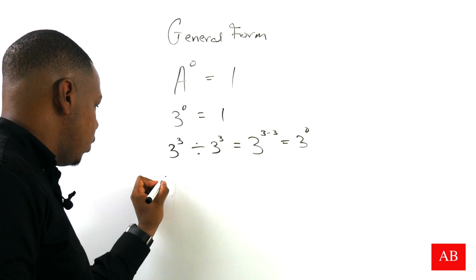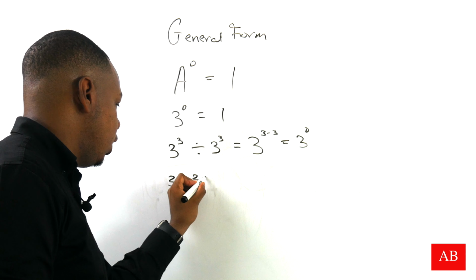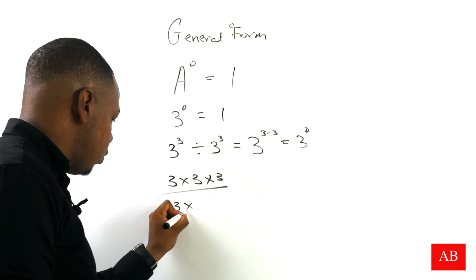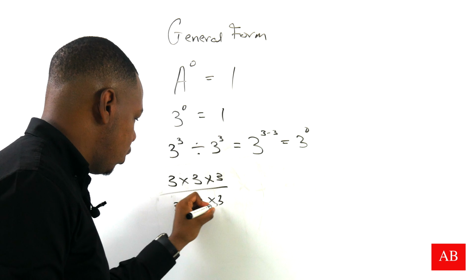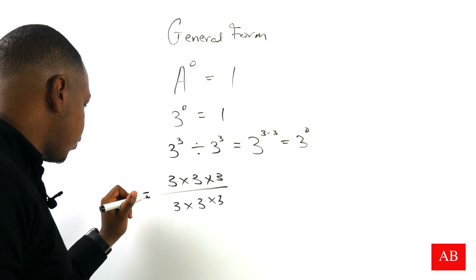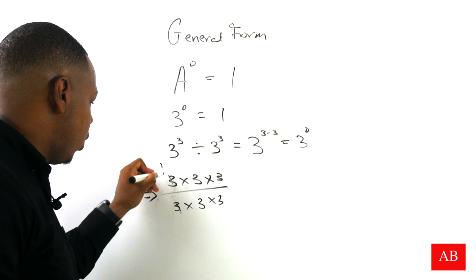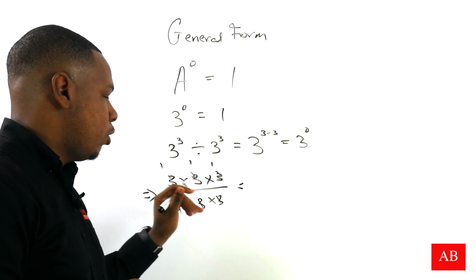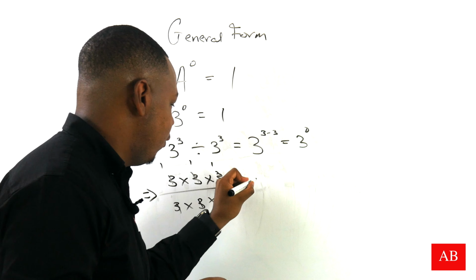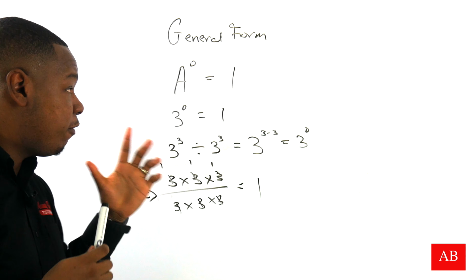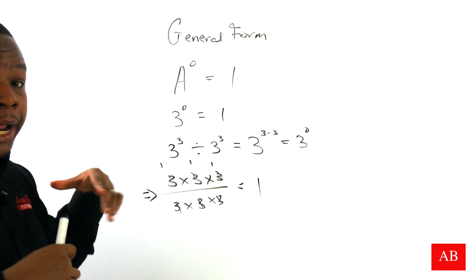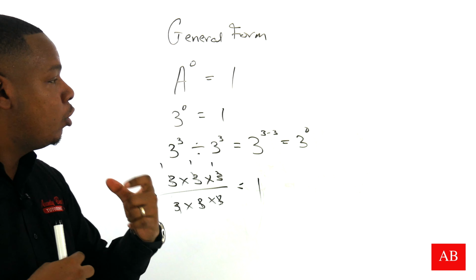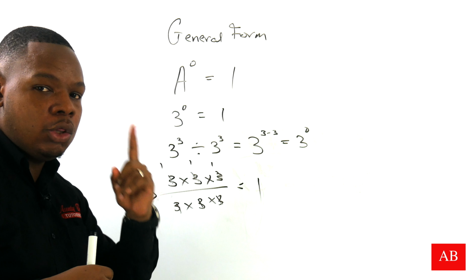Now 3 cubed, which is 3 times 3 times 3, divided by 3 cubed, and we can cancel through. So 3 into 3, 1. 3 into 3, 1. 3 into 3, 1. So we have 1 divided by 1, which is 1. Therefore, when a base is indexed to 0, the result is 1.